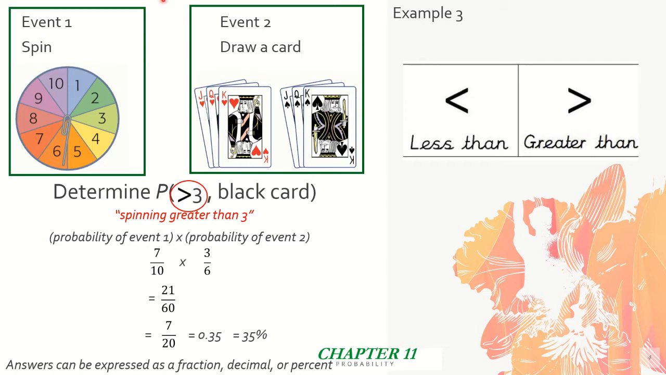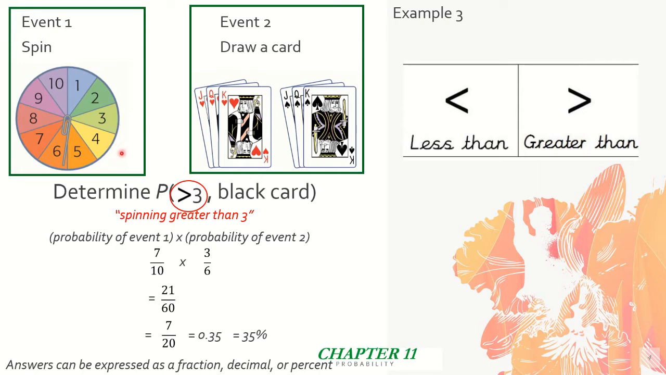Okay, so same two events. This time, I would like to determine the probability of greater than 3 on the spinner and a black card from our cards. So just a reminder, the less than and greater than symbols, you can always think of this as the symbol wants to eat the bigger number. That's how you know exactly which direction it faces. So the greater than is what we're working with right now. If you look at our spinner, greater than, well, that does not include the number 3. It has to be bigger than 3.